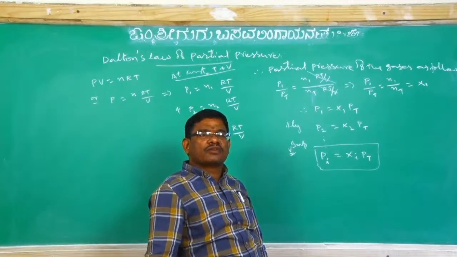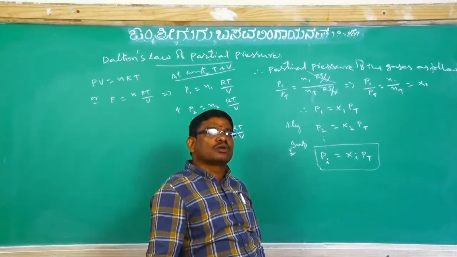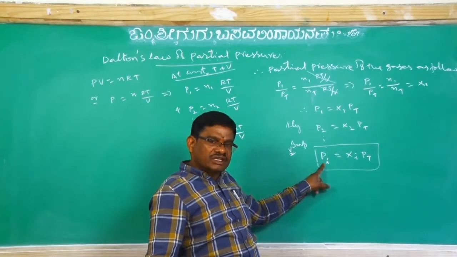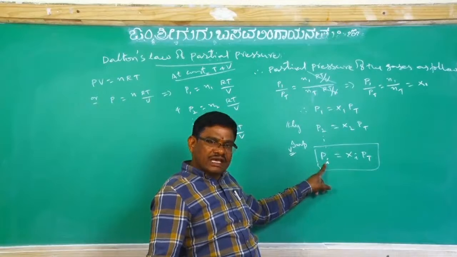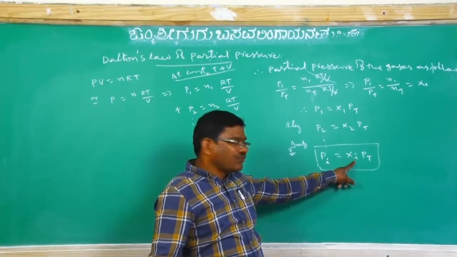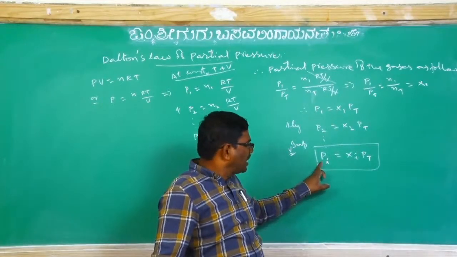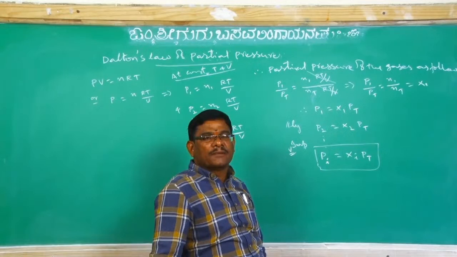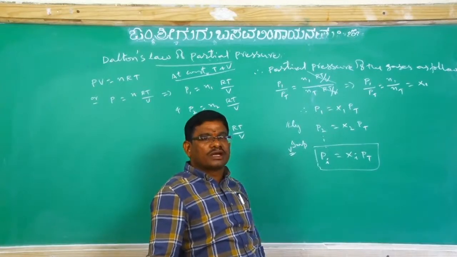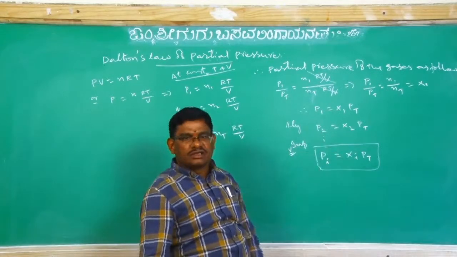Thus, the partial pressure of the ith gas is equal to the product of the mole fraction of the ith gas and the total pressure exerted by the mixture of non-reacting gases. Pi equal to Xi into PT. Very important. Even in the next lesson, chemical equilibrium, an important lesson, the application of this is used. Therefore, you must be careful with this one. This is one more expression.